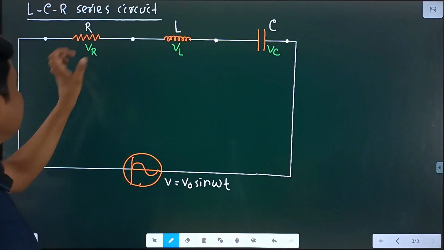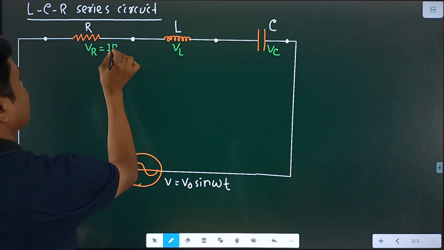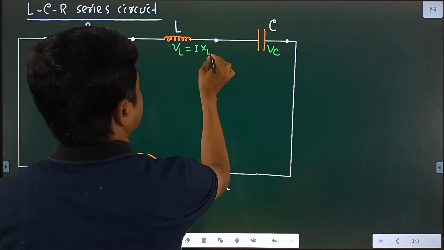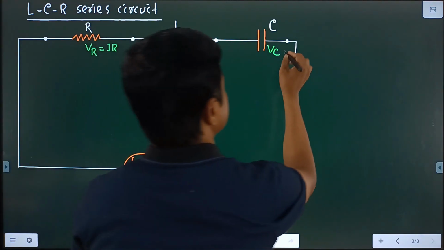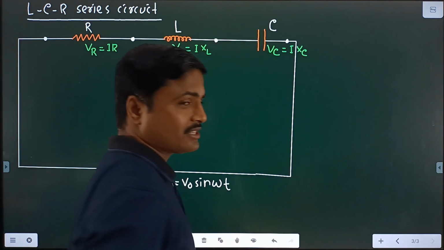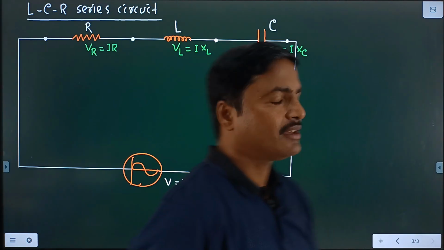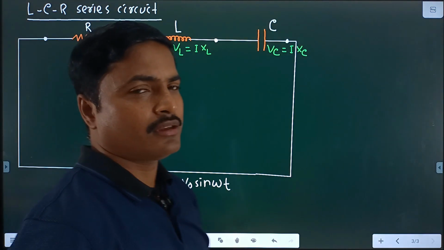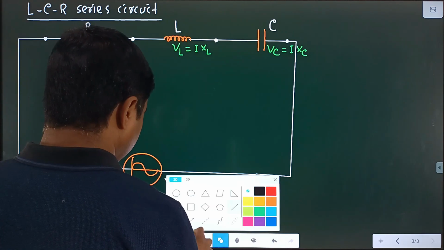And what is VR? You know that VR is equal to I into R. What is VL? You know that is I into XL. XL means the inductive reactance. And what is VC? We write VC, that is I into XC. XC means the capacitive reactance. XC, capacitive reactance. XL, inductive reactance. And R means the resistance. Clear? You know that. And now you draw the direction of the current.